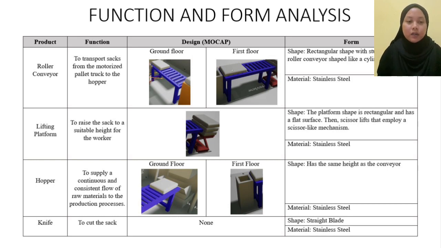For the improved hopper, the function is to supply a continuous and consistent flow of raw material to the production process. The form must have the same height as the conveyor. For all these products, the material is stainless steel. We choose stainless steel because it is corrosion resistant and safe for food production.